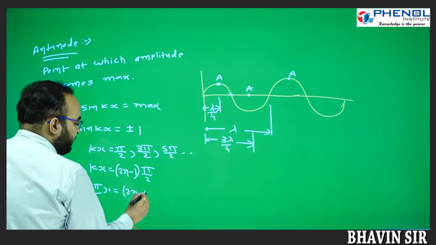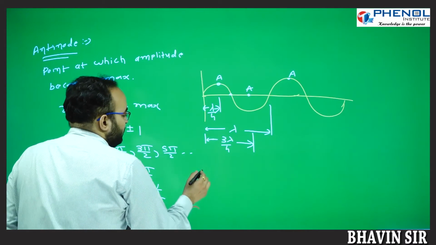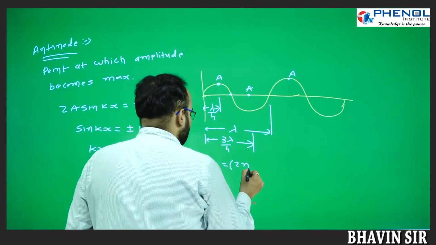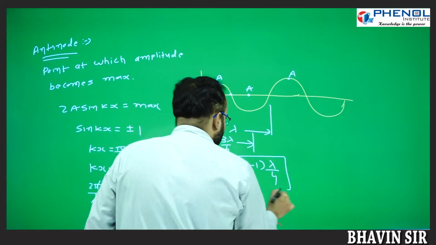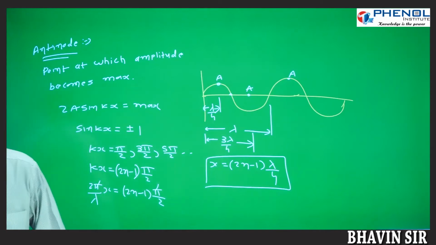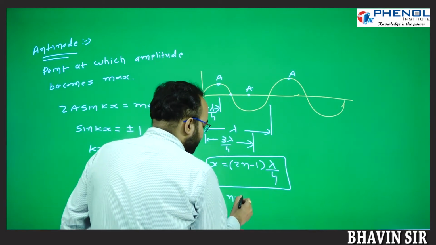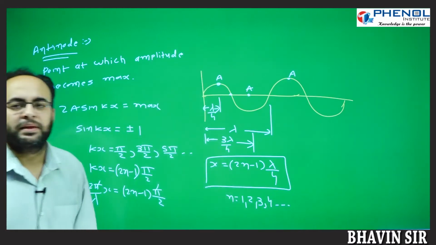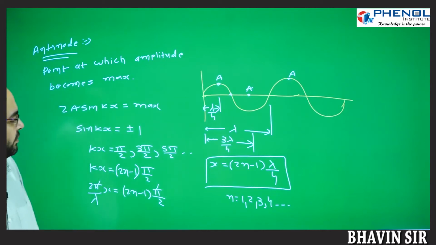So 2n minus 1, pi by 2, pi cancel. So what is x? x is (2n minus 1) lambda by 4, where n is 1, 2, 3, 4 and so on.